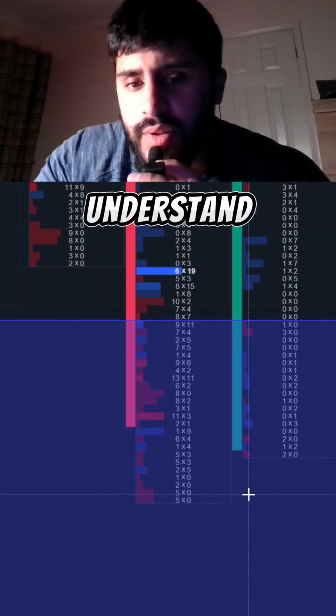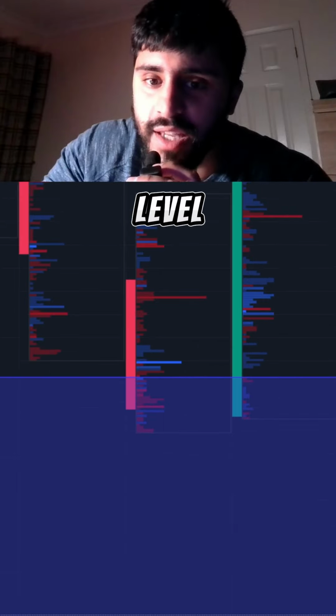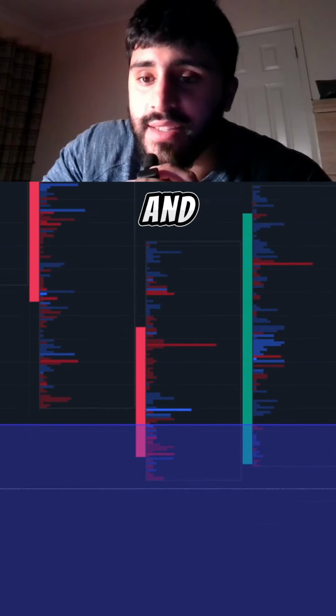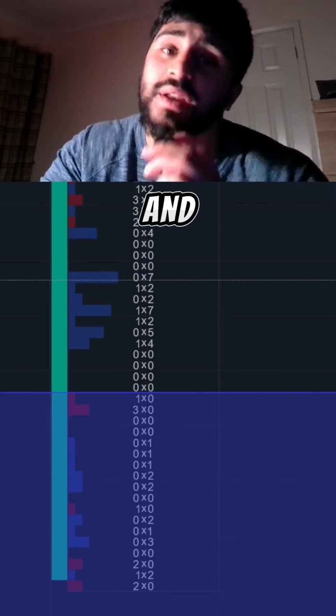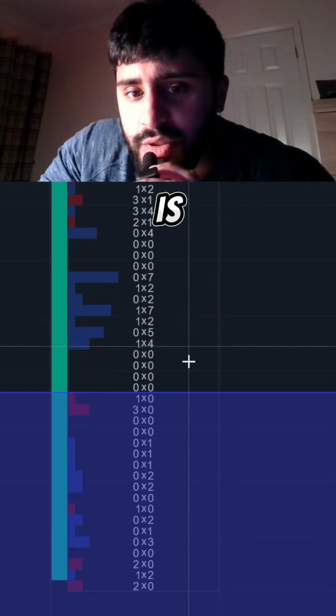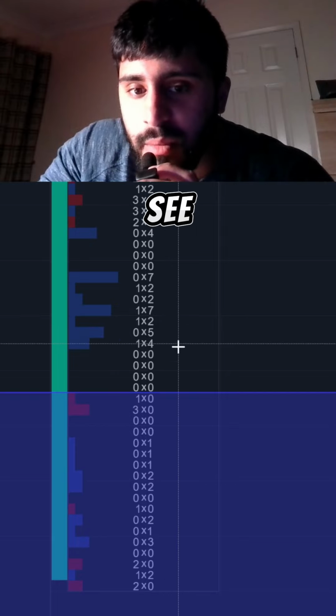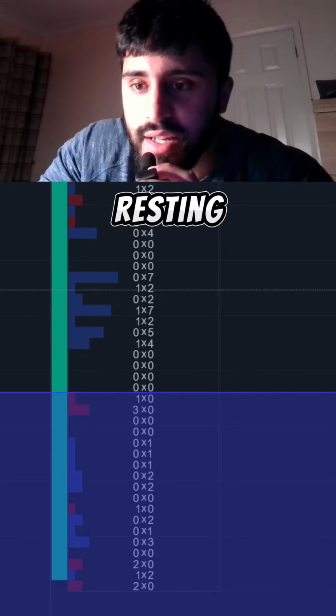But what you want to understand with these sellers is that they were unable to break the level. This level was able to hold pretty successfully, and these sellers failed. What's also more interesting is that the volume, the bid and the ask, is presenting us with so many zeros. We see literally over 50 zeros resting in this area.